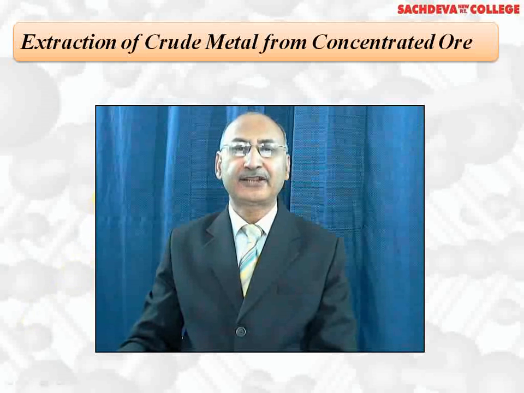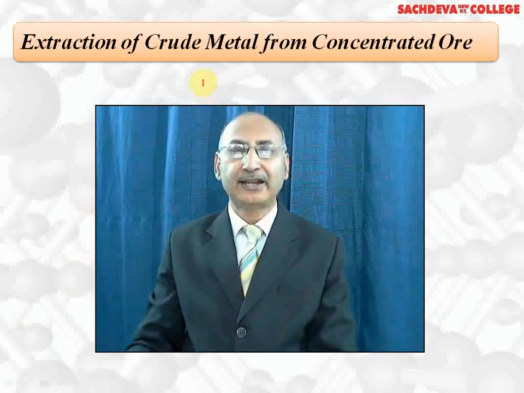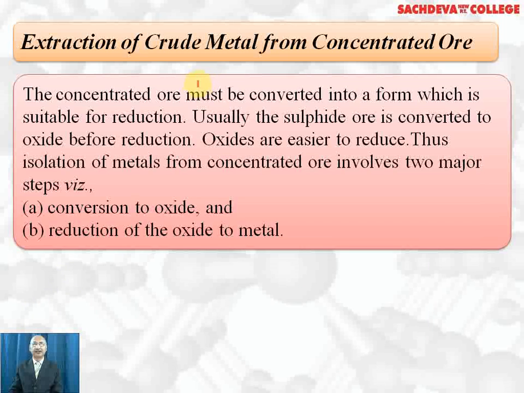Let's take up extraction of crude metal from the concentrated ore. After the concentrated ore, we have to extract the metal from it. So concentrated ore must be converted into such a form which is suitable for reduction. Usually sulphide ores are converted into oxides before reduction. Similarly, carbonate ores are also converted into oxide before reduction.